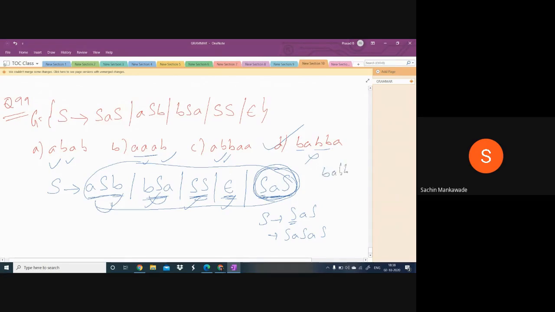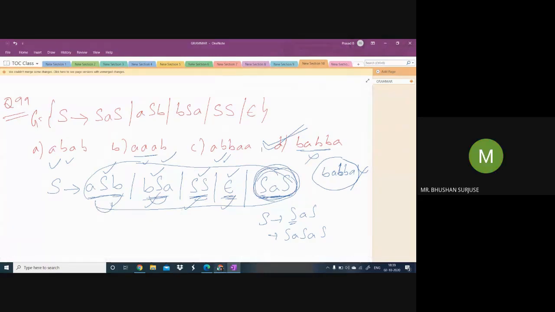BA, BBA, however you use this, it cannot be generated, because here the number of B's is more than the number of A's. Here it will give an equal number of A's and B's, and here the A's will be more than the B's. There is no chance of getting more B's than A's. So this string can never be generated. This is the string which cannot be generated by the grammar. Do you understand?